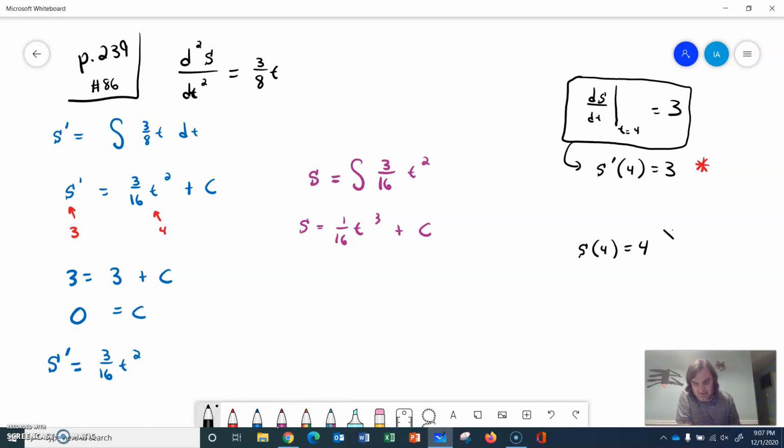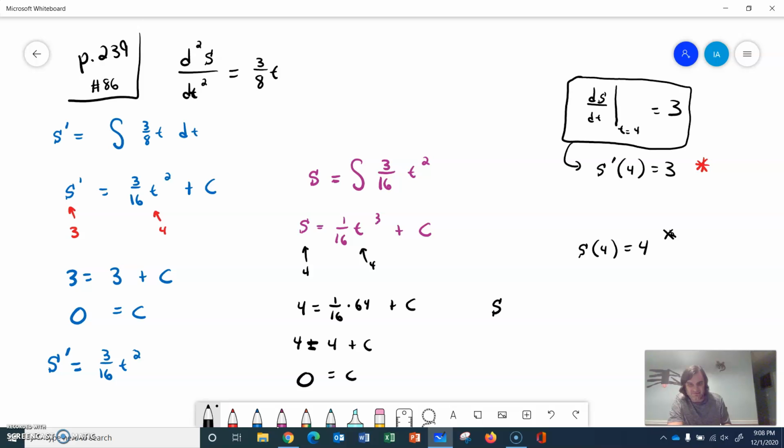But here we'll use the 4. So when t is 4, s is 4. So plugging that in, we'll have 4 equals 1/16, and 4 cubed is 64, plus c. So basically 4 equals 4 plus c, so c equals 0. This is the least exciting problem of all, because eventually all the initial values were 0, but we get s equals, by plugging this c value back in, 1/16 t cubed.